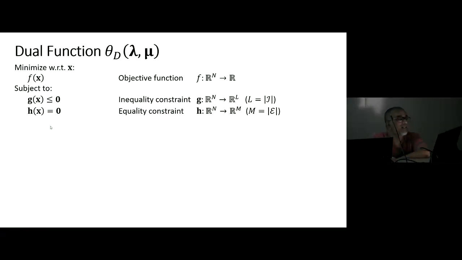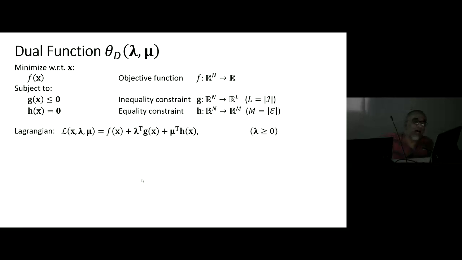So this is again the constraint optimization problem. F of x we want to minimize. That's a mapping from n dimensions to one dimension. And we have this vector function g of x less than or equal to 0, the inequality constraint, that's a mapping from n dimensions to L dimensions. And these are the equality constraints, or a single vector equality constraint, h equal to 0. That's a mapping from n dimensions to m dimensions. L is the number of inequality constraints, and m is the number of equality constraints.